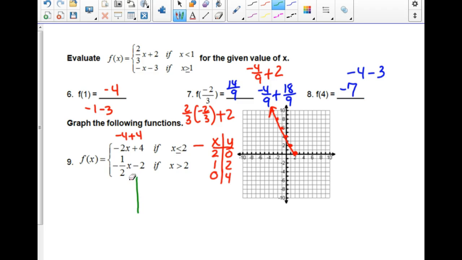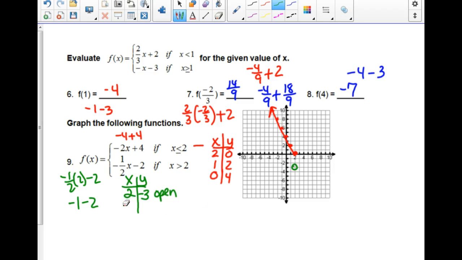The second piece of the line, I'm going to plug in 2 as well, even though I know it's not including 2 by the x is greater than 2 symbol. I will have an open dot at that spot though. So if I put in -1/2 times 2 minus 2, -1/2 times 2 is half of 2, which is -1, minus 2. So that'd be -3. So at 2, -3, I have an open dot.